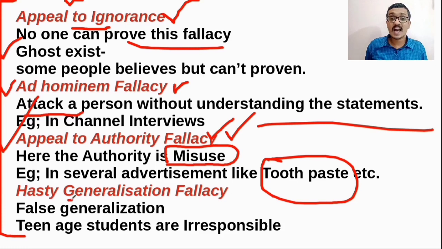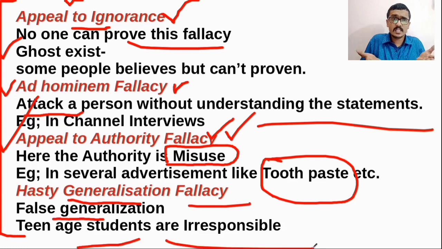Then the final one is hasty generalization fallacy. Hasty generalization means a false generalization. For example, teenage students are irresponsible, or male people are less active in sports. These are false kinds of statements. False generalization is called hasty generalization.